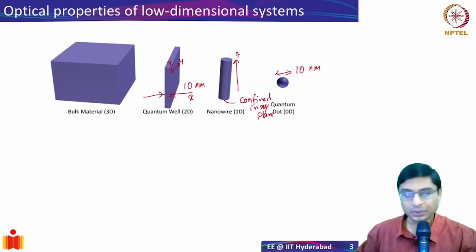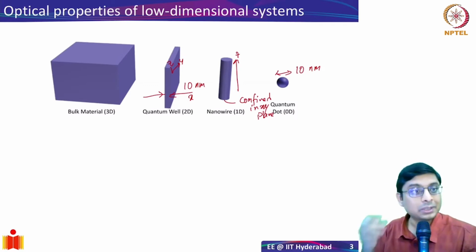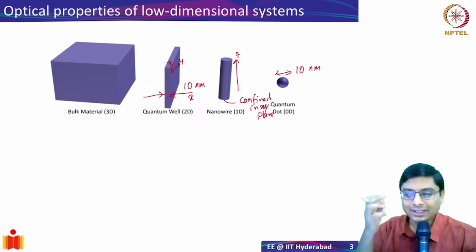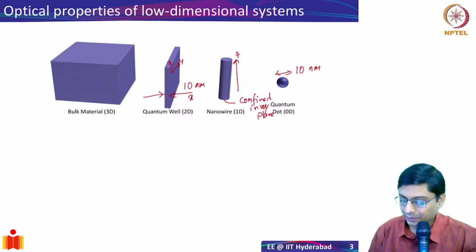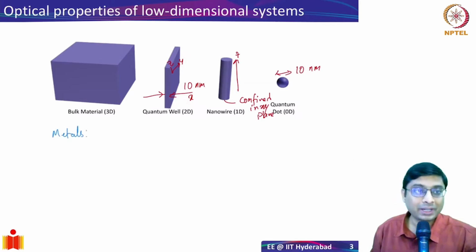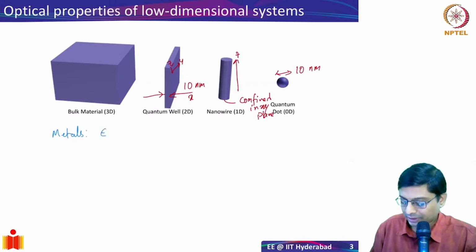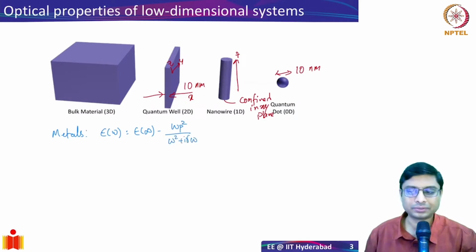So what happens if you have such structures? How do the optical properties change? Let's consider first the metals. That's where we left off last week. Metals are described by the Drude model, which we have already talked about. Epsilon of omega equals epsilon infinity minus omega p squared divided by omega squared plus i gamma omega. This is my Drude model.